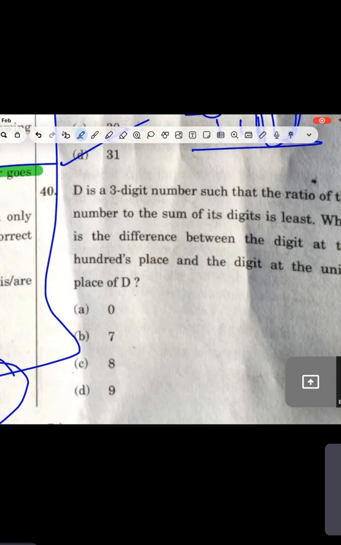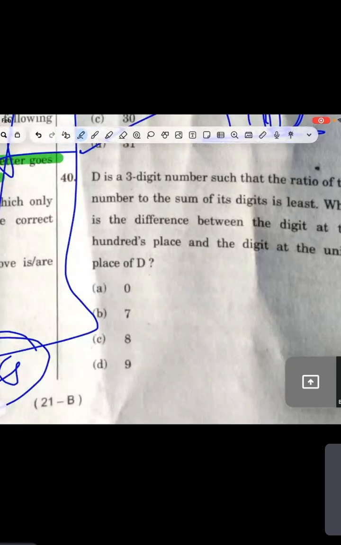D is a three-digit number such that the ratio of the number to the sum of its digits is least. What is the difference between the digit at the hundred place and the digit at the unit place of D?